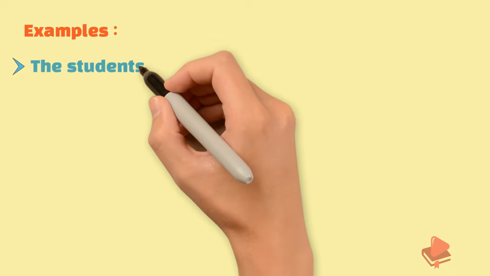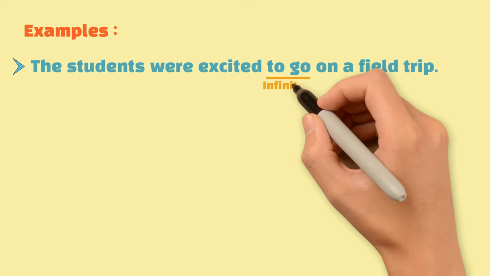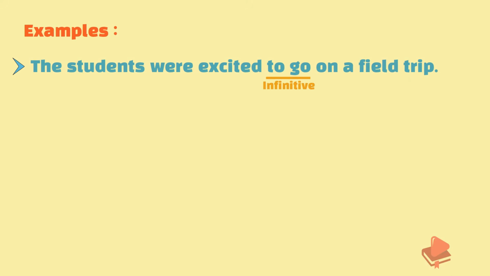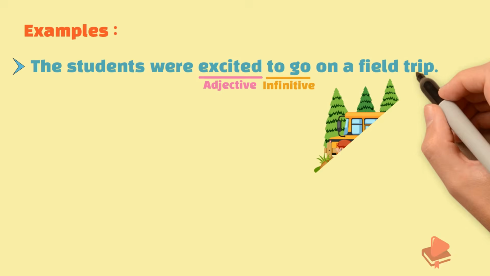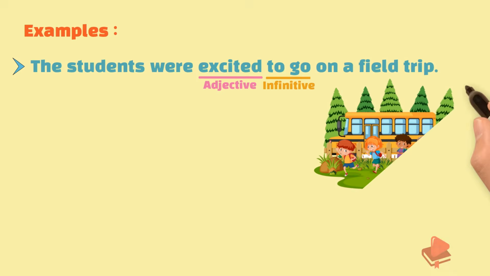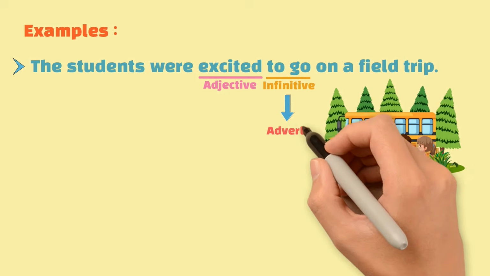The students were excited to go on a field trip. In this sentence, the infinitive is to go. The infinitive to go gives us more information about the adjective excited. It tells us what the students were excited about. That means they were excited about going on a field trip. So in this case, the infinitive functions as an adverb.